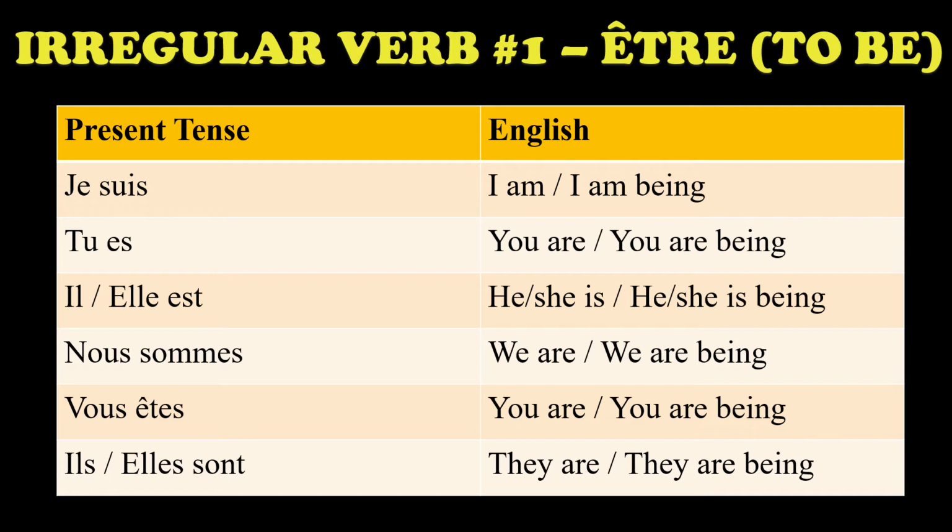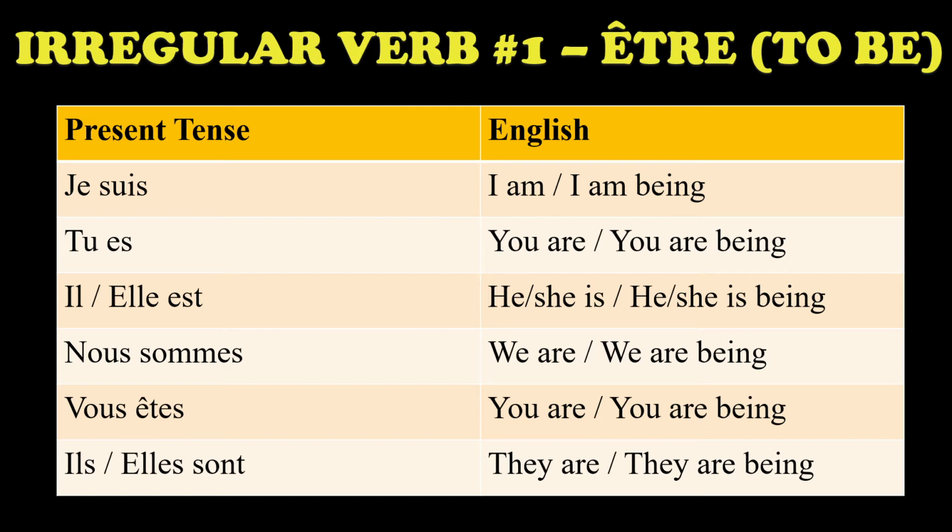Être is to be. So I will say it twice through, and then I want you to pause the video and repeat it so that you get the pronunciation correct. Je suis is I am or I am being. Tu es, you are or you are being. Il est, he is being. Elle est, she is being.